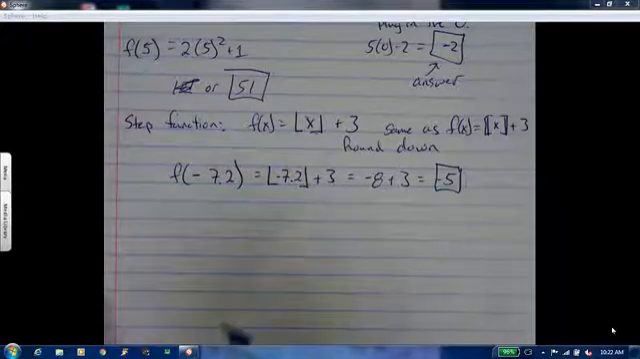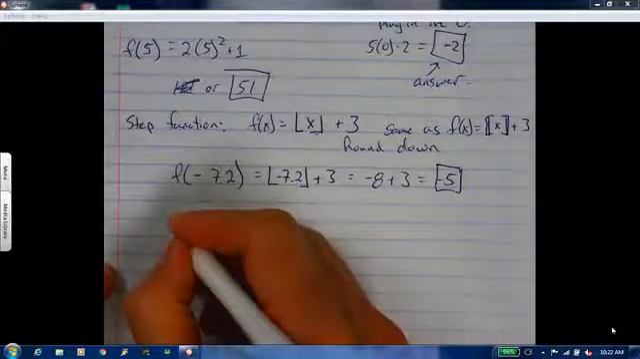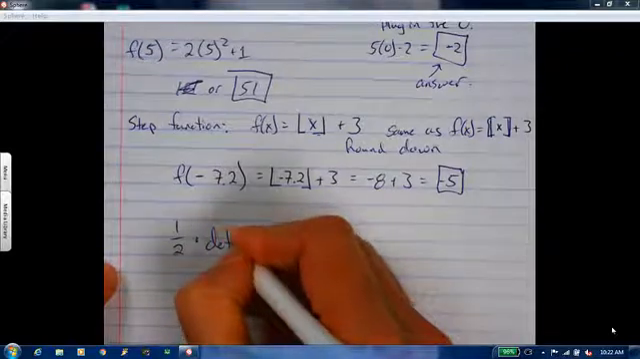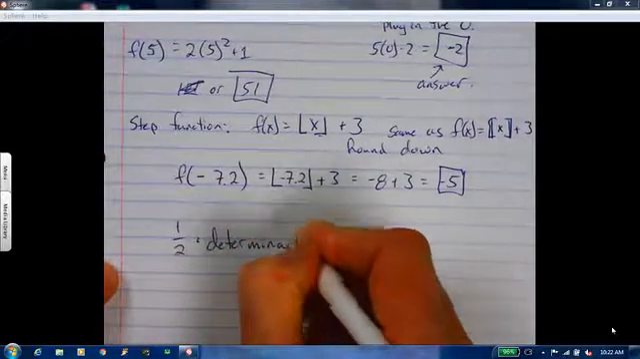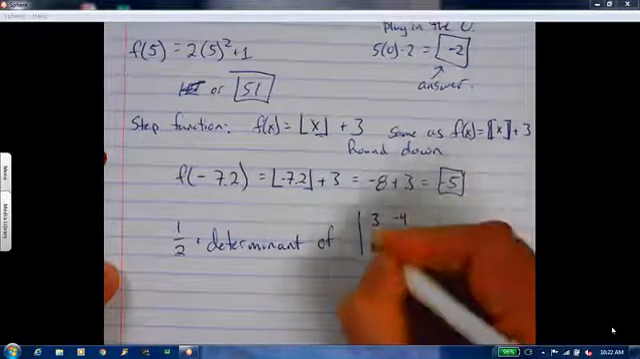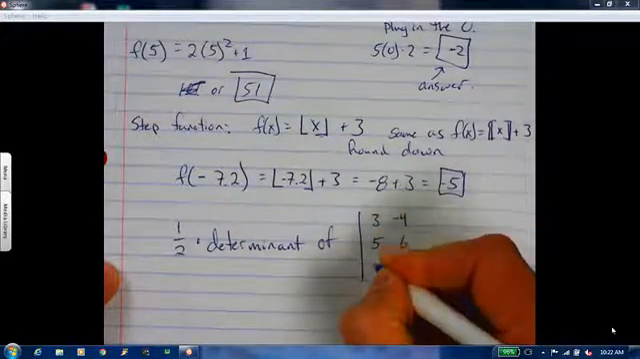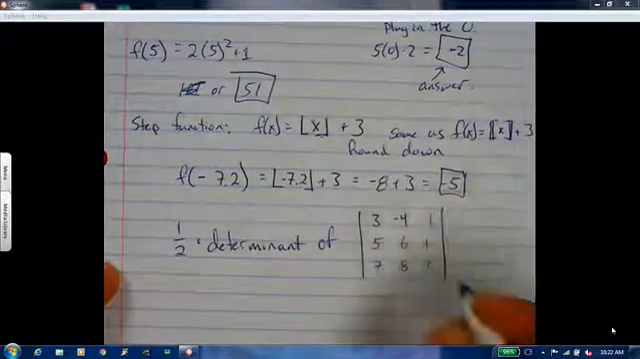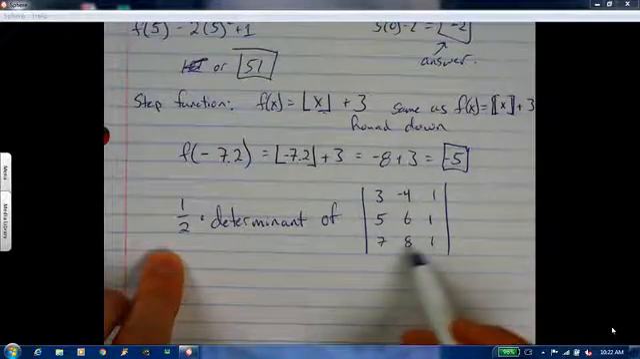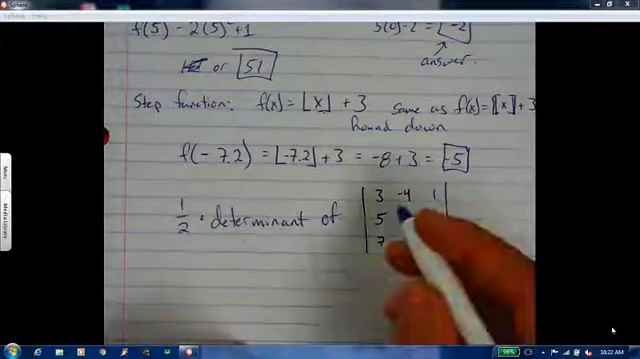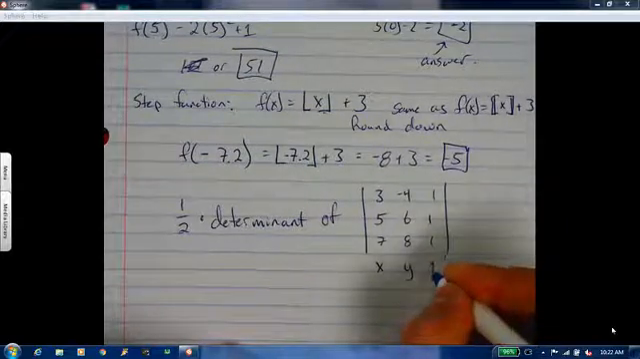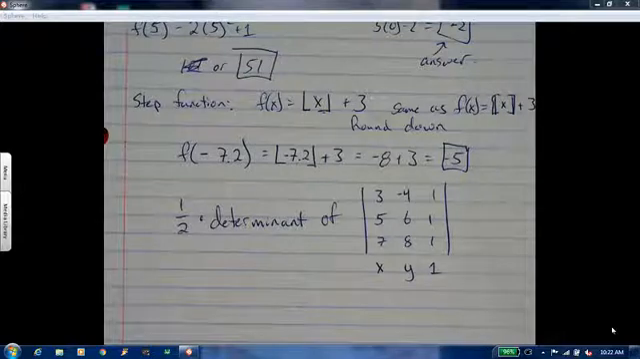So that was 1/2 times the determinant of the matrix would be like 3, negative 4, 5, 6, 7, 8, and you put 1s there, and put the 1s down that column. You have to find the determinant of that, take it times 1/2. So that's the x values, that's the y values, these are just going to be 1 values. Move that over.